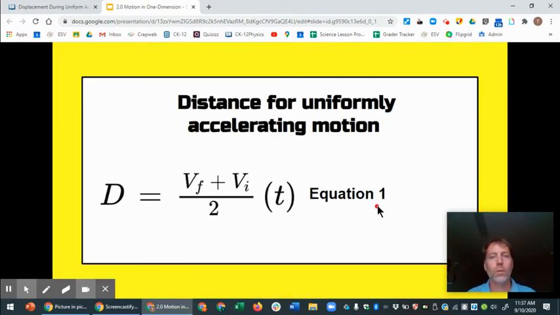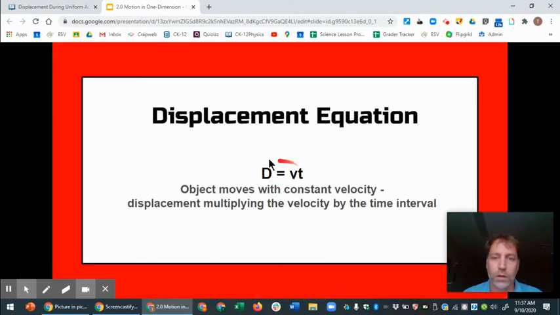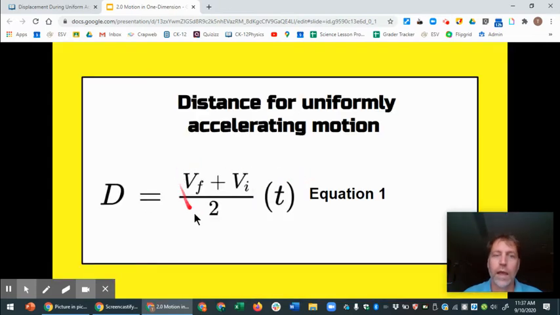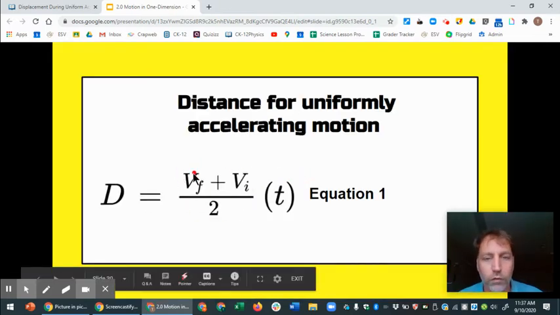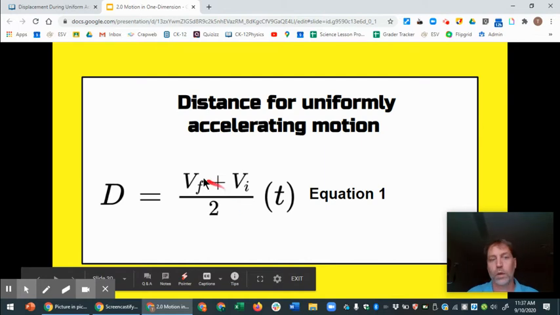Okay, so here's what we'll do. We have our distance equals our rate. Our new rate would be our average velocity times time. Just like we had the equation distance equals velocity times time, now we've broken that velocity into an average velocity. We've added a couple more variables here: our final velocity and our initial velocity, divided by 2, because we have two variables.